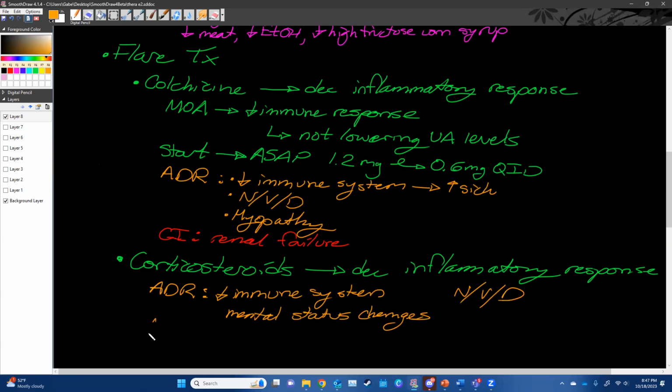When we talk about corticosteroids, obviously we can't use them in renal failure, but they are useful for polyarthritis. So if you have a bunch of gouty flare-ups across the body, we'll just give you systemic corticosteroids. We're not going to give you colchicine. The corticosteroids will work much better and much more systemically.